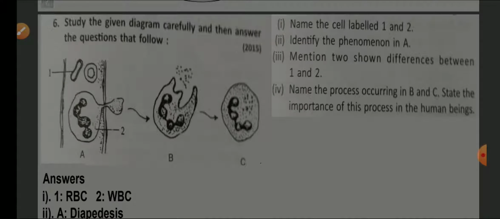Question number 6 shows the diagram and then answer the questions as follows. Label 1, 2, identify the phenomena in A, mention 2 structural differences between 1 and 2 and name the process occurring in B and C. State the importance of this process in the human beings.